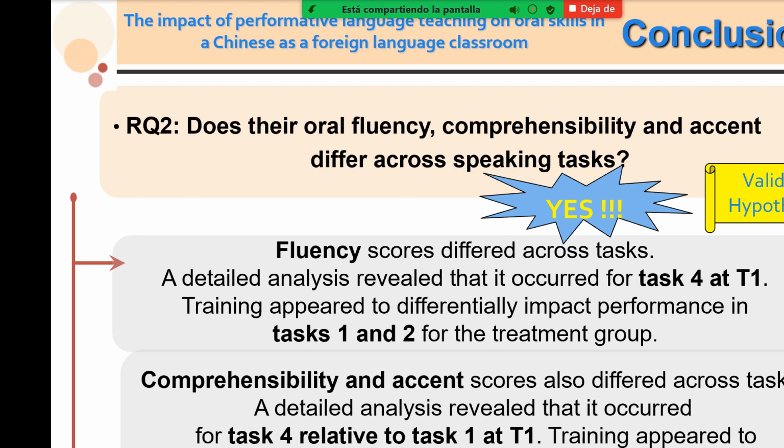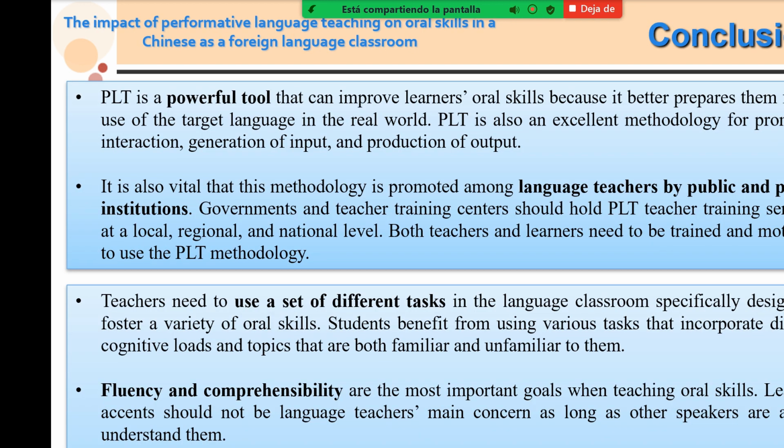So to summarize the results of research question number 2, fluency also varies across tasks, especially a core effect that happened at task 4 at time 1, and also training appeared to impact task 1 and 2, which, remember, was the picture description. Comprehensibility and accent also changed.